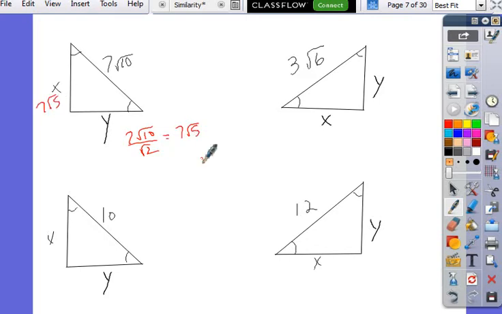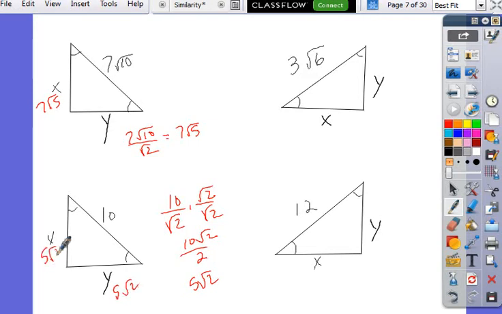If it gives me a whole number, do we remember what happened when I did that? 10 divided by root 2? It's 10 root 2. You had to multiply top and bottom by root 2. You get 10 root 2 over 2, which is 5 root 2. All right.